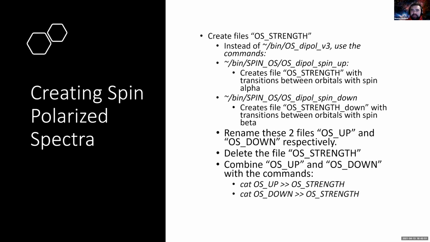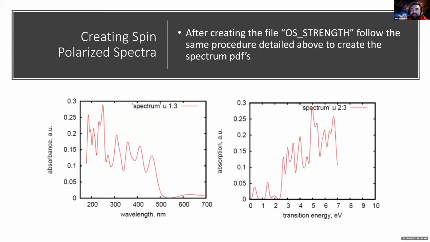You're just going to want to rename those OS up and OS down respectively. You want to delete the original OS strength because we're going to create a new one where we combine both of these 2 files into one, so it makes it easier to plot. And then you're just going to plot it in essentially the same way that we just got done plotting before. So you will end up with a different spectrum depending on, again, how you set up your system. And so that's pretty much it.